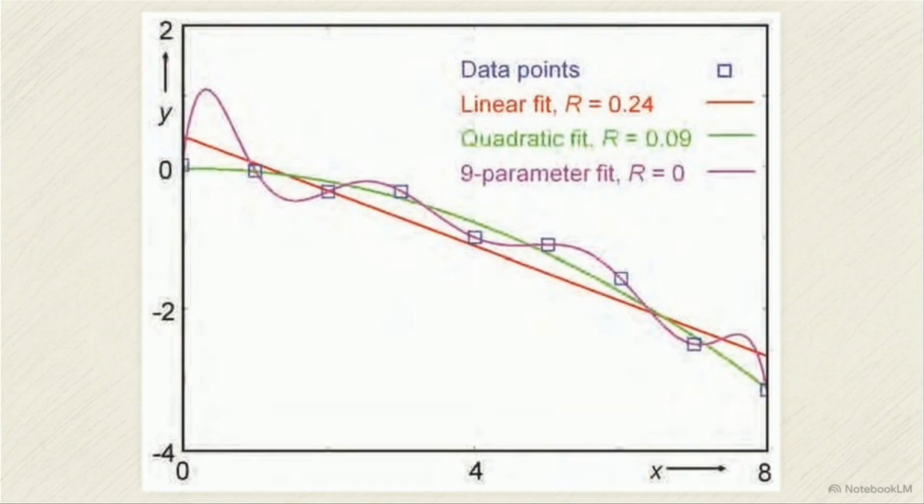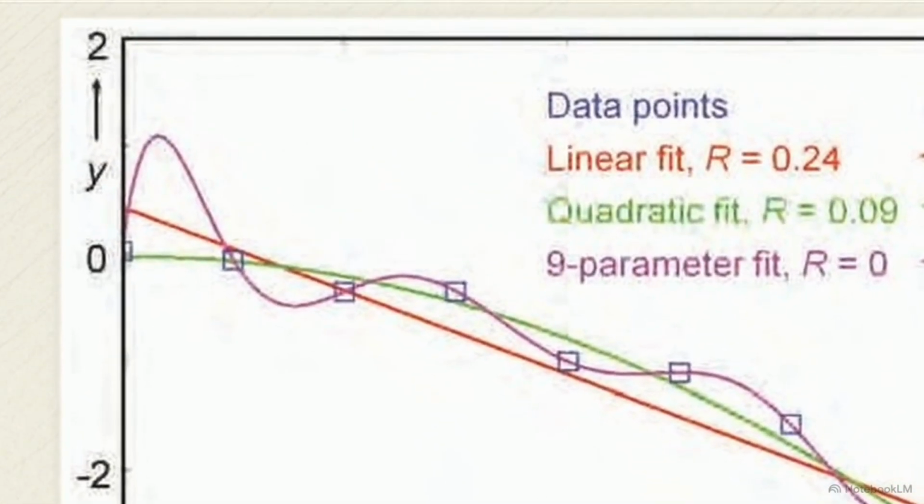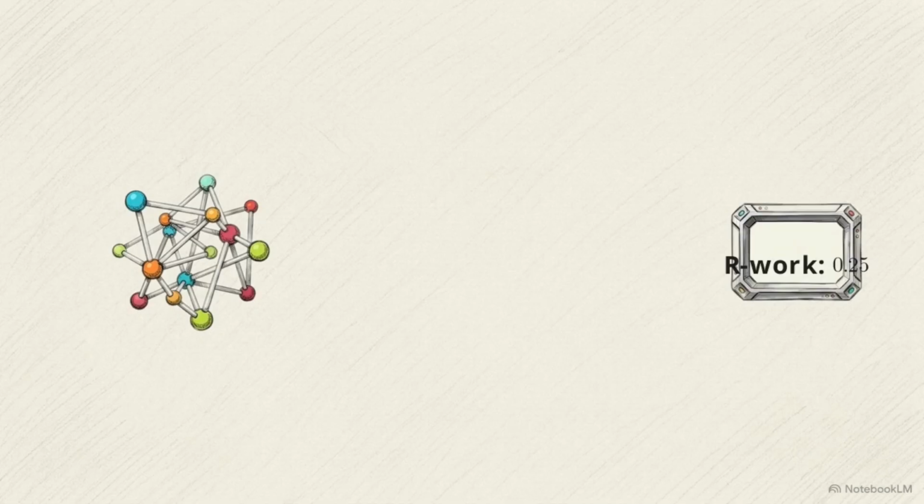Now look at the 9-parameter magenta curve. It touches every single data point, dropping the mathematical residual, or R value, to exactly 0. But the object takes upward turns. The physics of the model have become impossible. This maps directly onto protein structures.